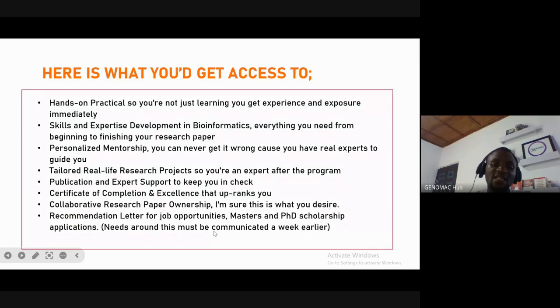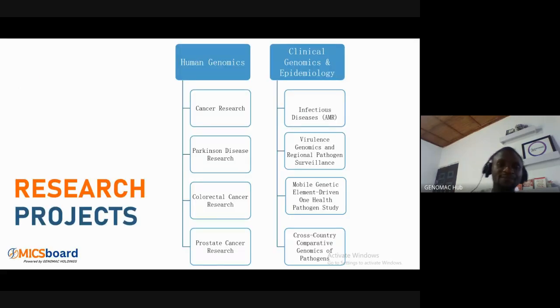So there's needs around this. Needs around this must be communicated earlier. Okay, don't worry. We still have other perspective to how this research internship program is going to commence. So these are the current research projects we have for the incoming cohort 3A of our virtual research internship.